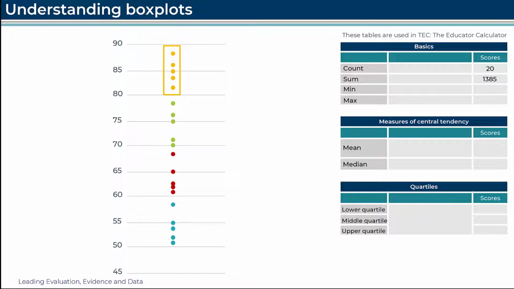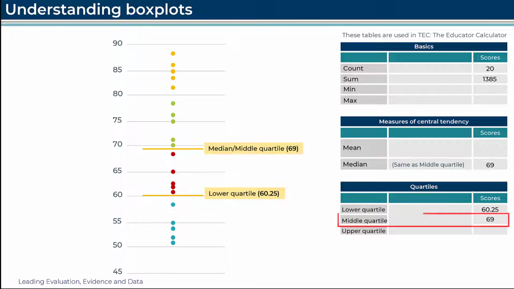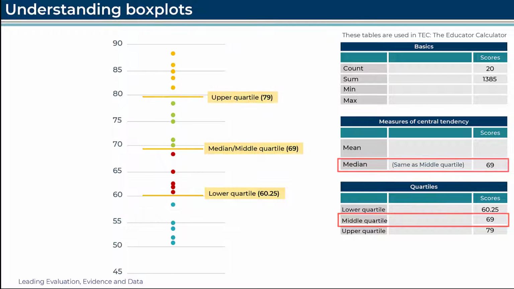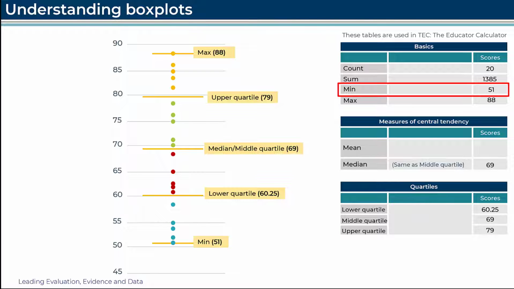The scores have been split into 4 quarters with 5 student scores in each, displayed using different colours. The quarters are split by 3 quartiles. These are the lines that separate the quarters. The lower quartile cuts in at 60.25, which separates the lower 2 quarters. The middle quartile, which is also known as the median, is 69, and the upper quartile is 79. The minimum score is 51, and the maximum is 88.